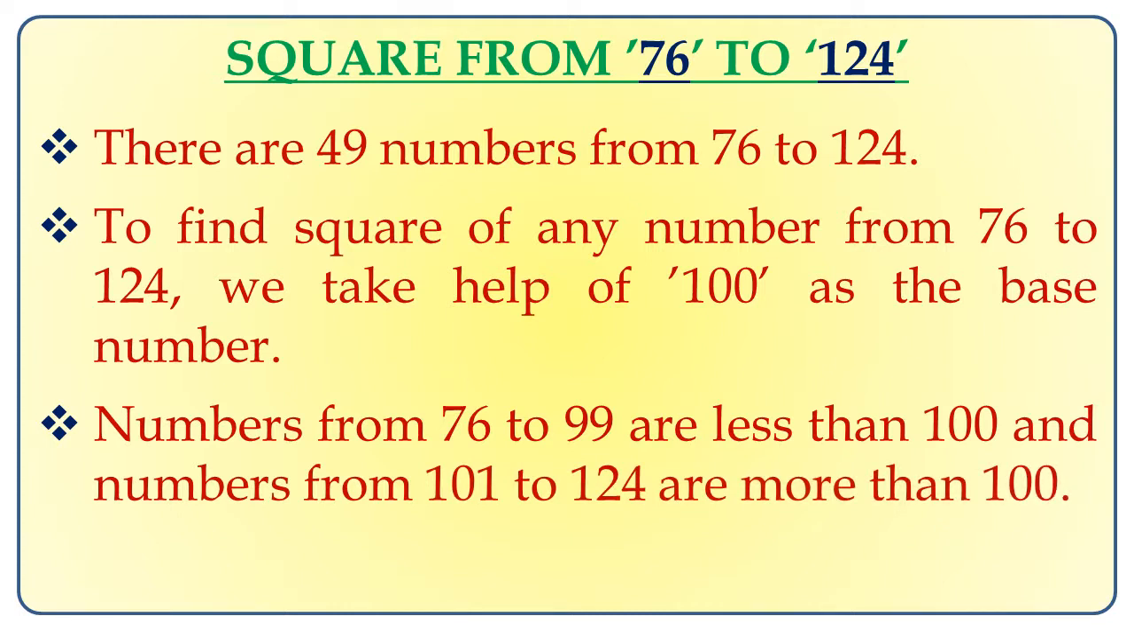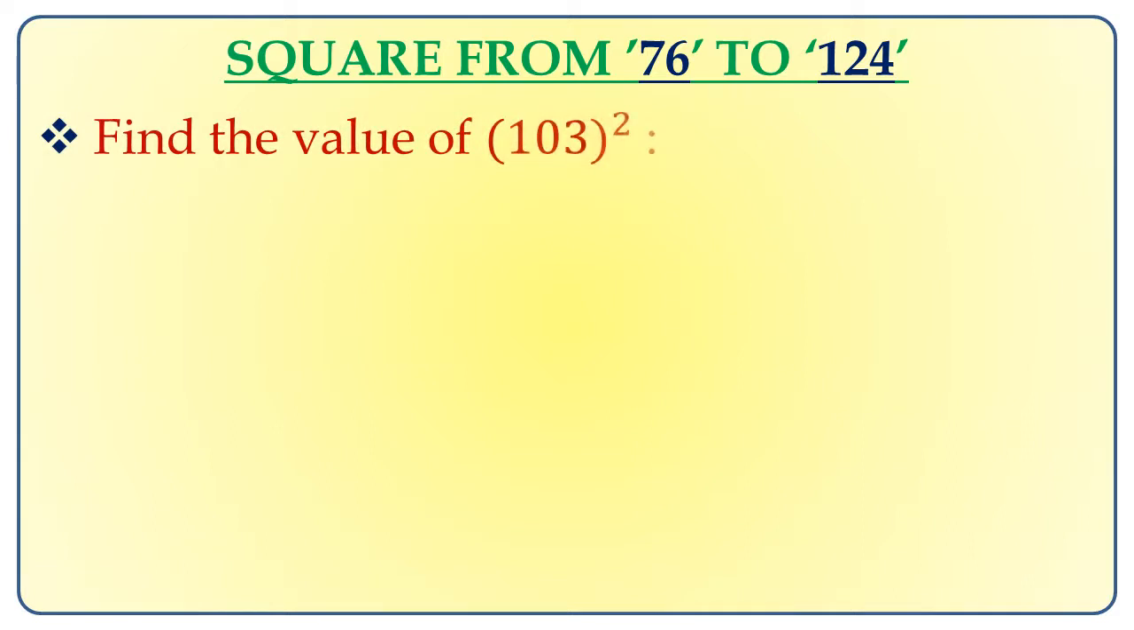So let us see. Now we take one example to understand the process in a more clear and lucid way. Find the value of 103 square. To find any number between 76 to 124, our base number is 100 and there is no supporting number, my dear friend. So only 100 is the number.